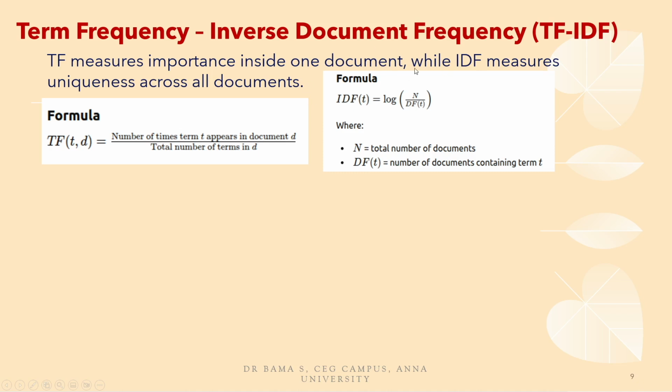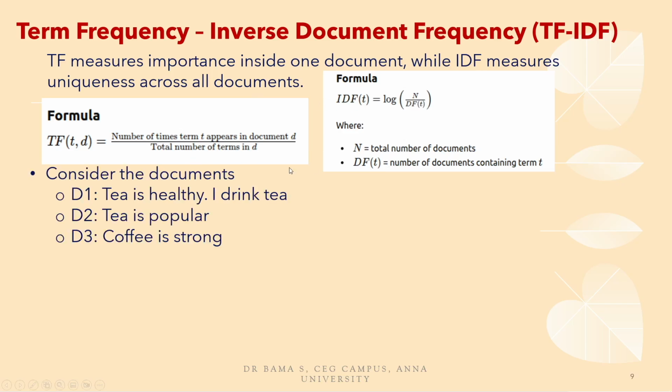On the inverse document side, IDF is given by the logarithm of N divided by df of t, where N is the total number of documents, and df of t is the number of documents containing the term T. And then we compute TF-IDF, which is nothing but TF multiplied by IDF.